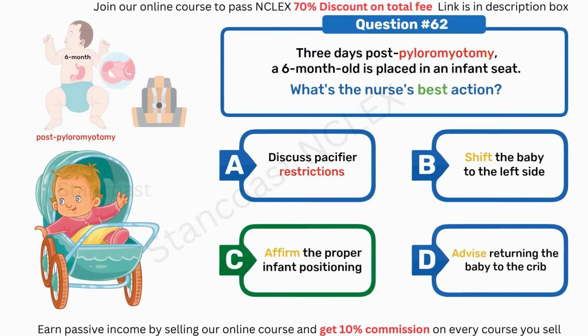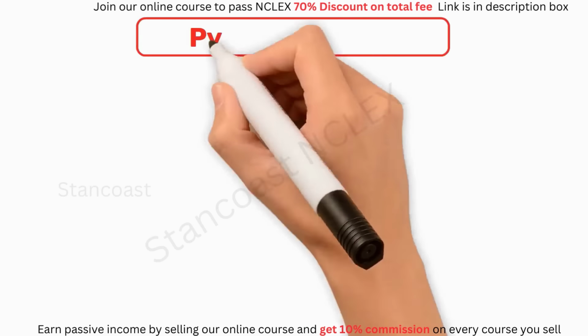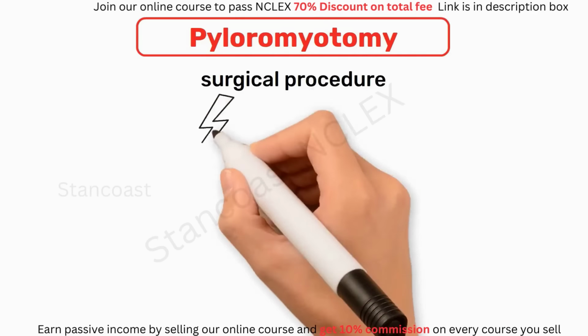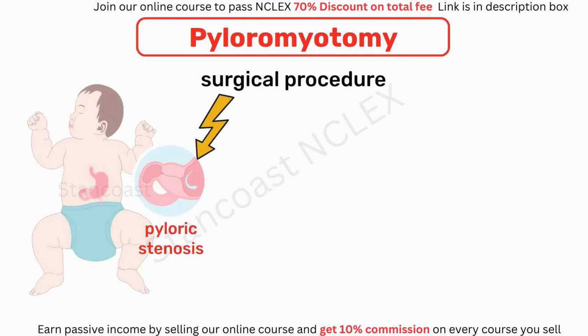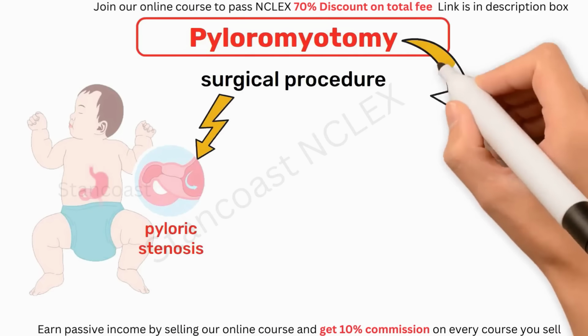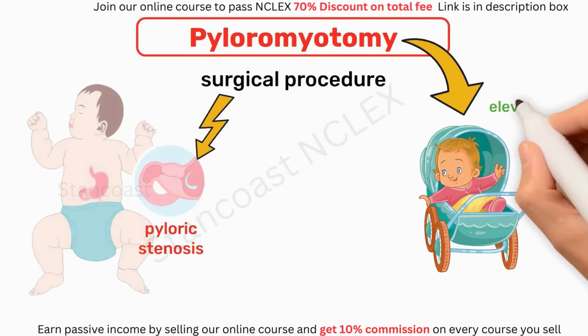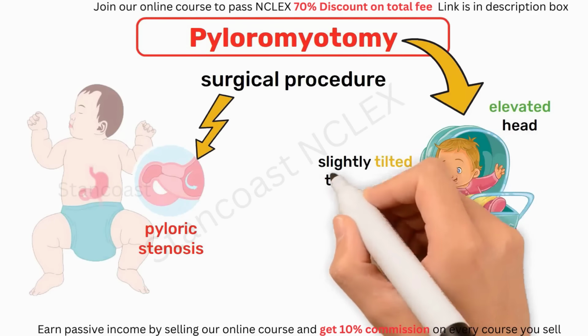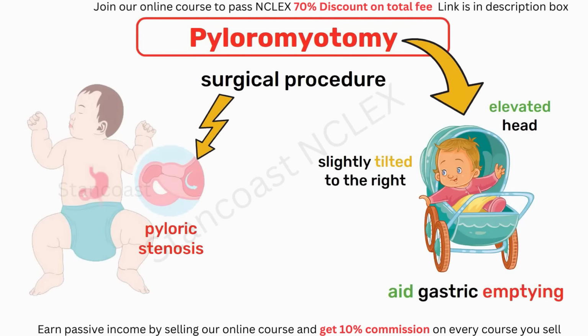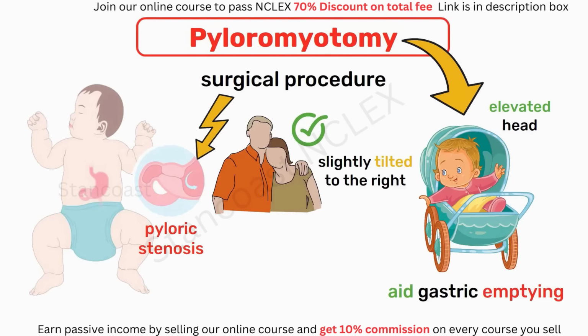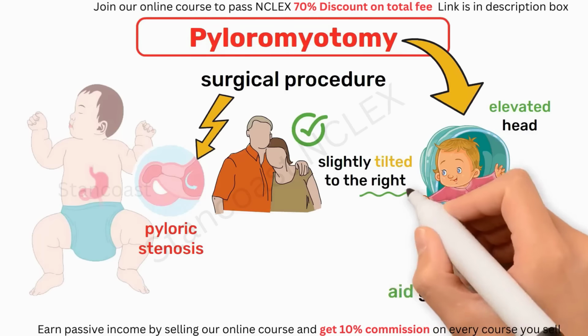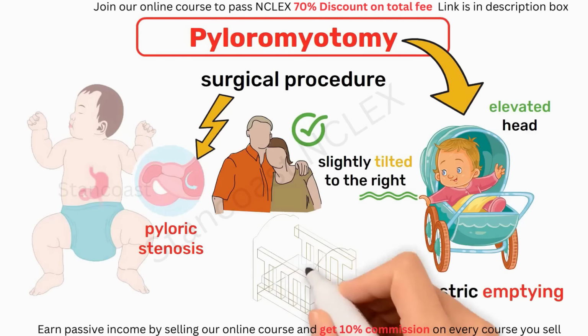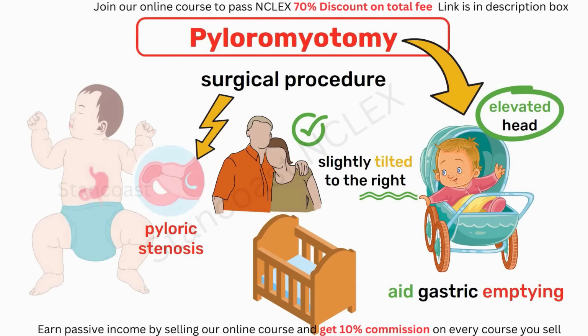Option C is correct. Because pyloromyotomy is a surgical procedure used to treat pyloric stenosis. After a pyloromyotomy, it's ideal to position the infant with an elevated head and slightly tilted to the right to aid gastric emptying. The parents have done this correctly. The child should lie on the right, not the left. In a crib, the infant's head can be raised and they can be supported on the right side.